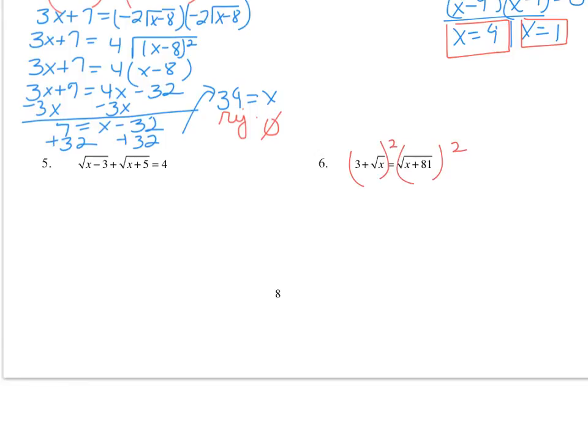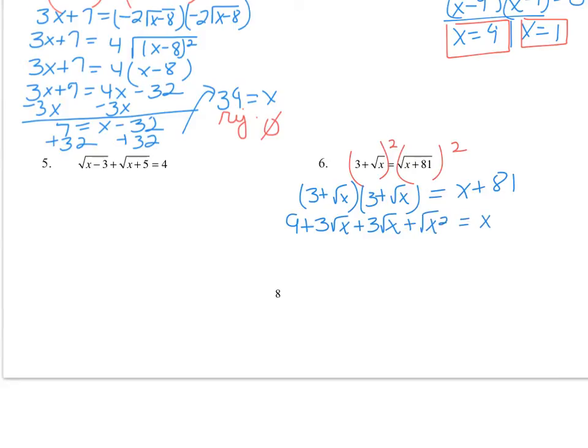The left side now is a binomial, so that means it's going to be 3 plus radical x times 3 plus radical x. The right side, squaring and square root cancel out, so I get x plus 81. I'm going to do double distributive property on the left and get 9 plus 3 radical x plus 3 radical x plus radical x squared equals x plus 81. Okay, let's see what I've got. 9 plus 6 radical x plus x equals x plus 81.